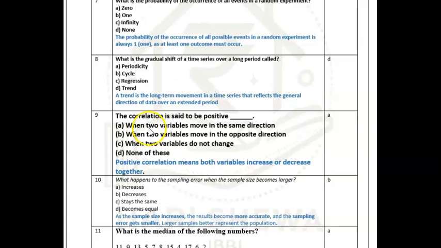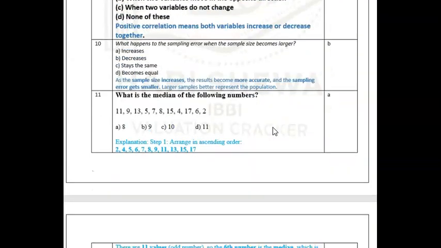For example, correlation is said to be positive when two variables move in the same direction. Yes, this is the correct answer. But you have to read all the options. When two variables move in the opposite direction, no, this is negative correlation. When two variables do not change, no, this is not related. And none of these, so our answer is A. This type you have to practice.